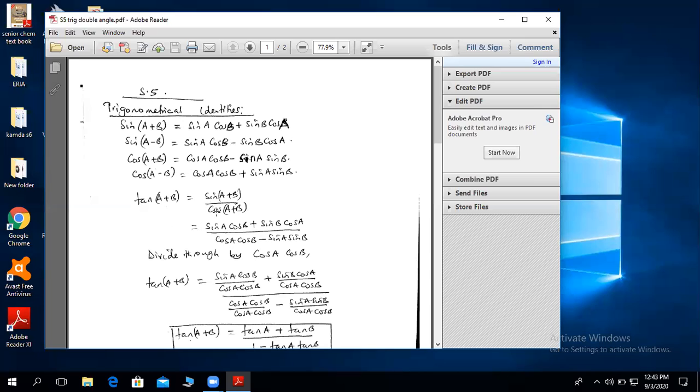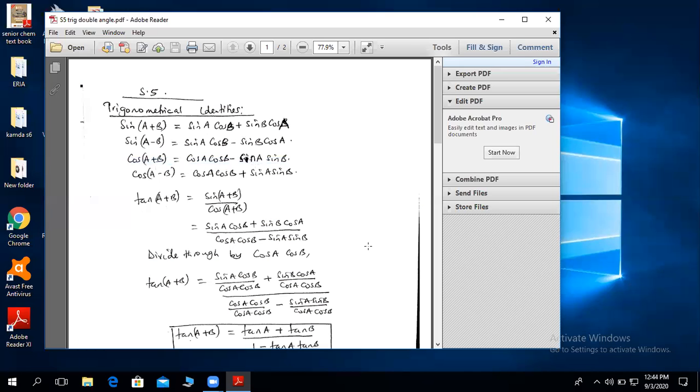Now I expand using these identities. Sine of A plus B, we have agreed that it will be sine A cos B plus now sine B cos A, which is this, divided by cos A cos B minus sine A sine B, which is the expansion for cos of A plus B. And here we are. I think this is not a problem.